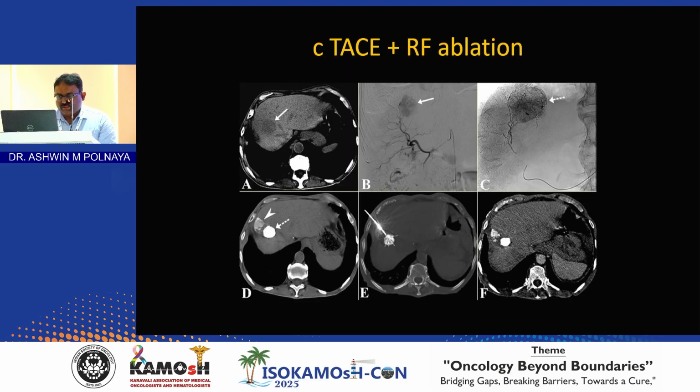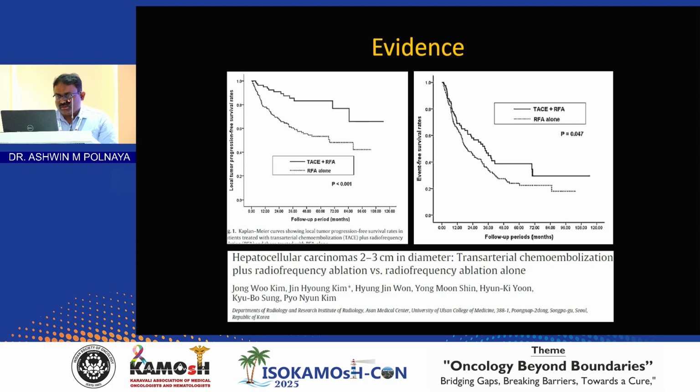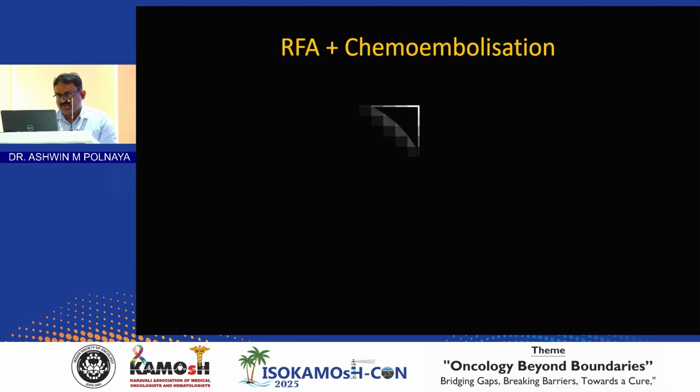Often a combination is used. When the lesions are large, chemoembolization is initially done, which helps in localizing the lesion as well as reducing the size, and then following it up with RFA, an ablative treatment. And evidence in literature has shown that combining TACE with RFA often gives better local disease control compared to TACE alone or RFA alone.